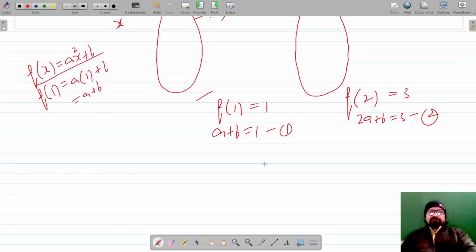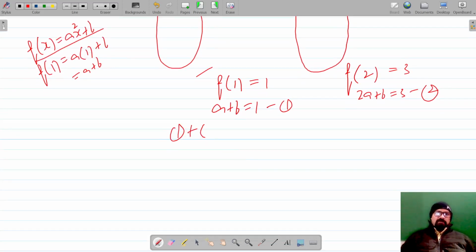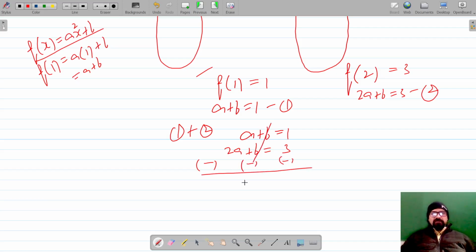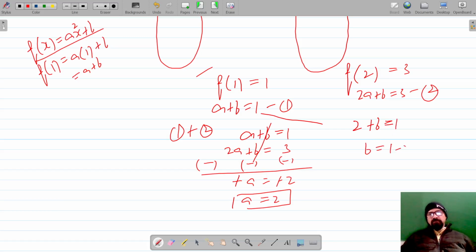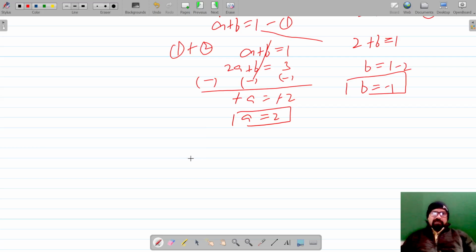This is equation 2. Now if I go ahead and take equations 1 and 2, a plus b is equal to 1, 2a plus b is equal to 3. If I subtract these two equations, b gets cancelled. Now negative a is equal to negative 2, which gives a is equal to 2. From the first equation, a plus b is equal to 1, with a as 2, so 2 plus b is equal to 1, which gives b equals 1 minus 2, and b is equal to negative 1.